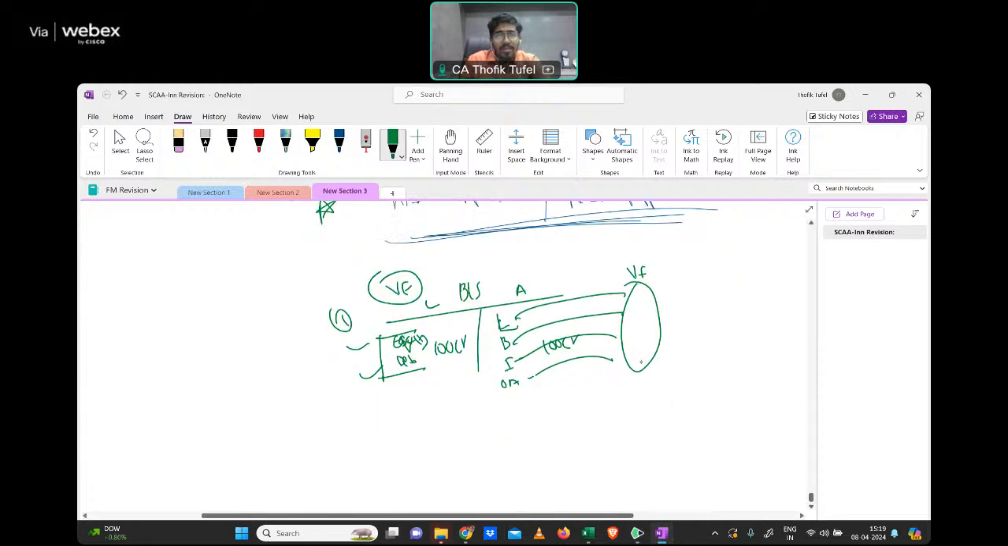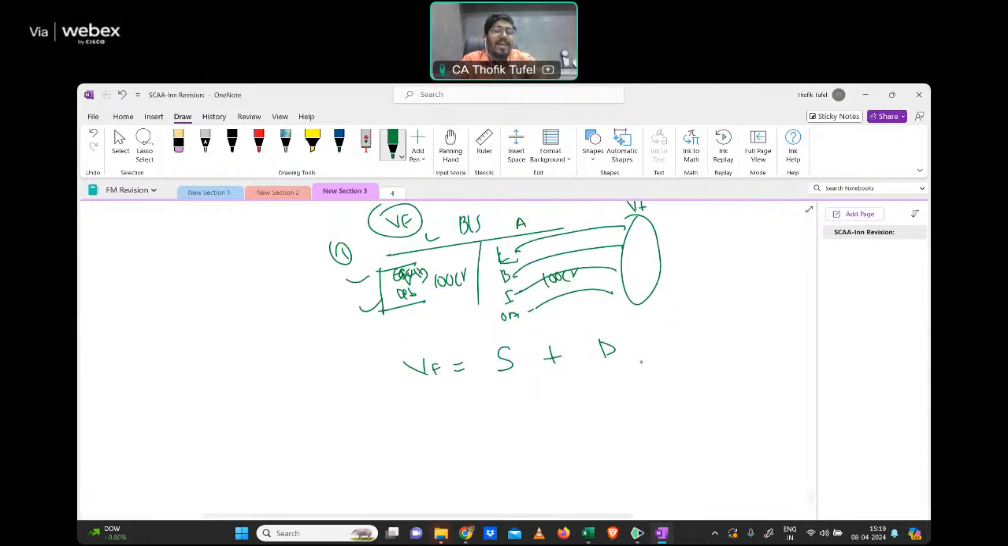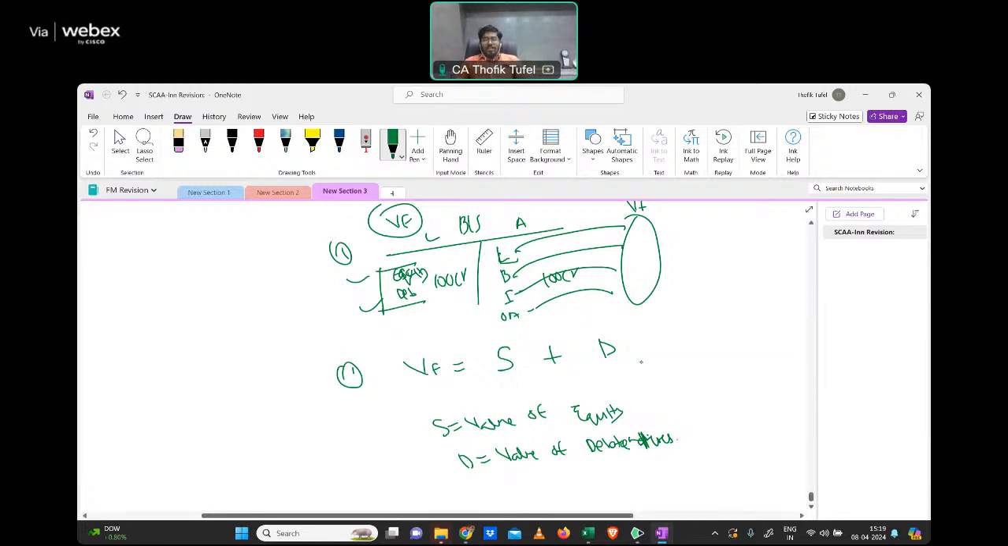Which means the value of the firm is equal to the value of equity, that is called S, and the value of debt, that is called D. That is the value of the firm. Are you all with me? So this is the first formula. Value of the firm is equal to S plus D, where S is the value of equity, and D is the value of debt or value of debentures. Equity and debentures only.